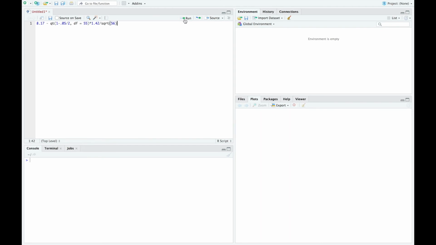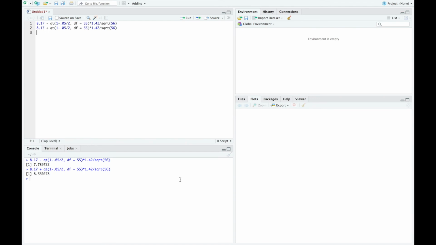And if we run this, we do get our lower bound, 7.79. For the upper bound, we use the exact same command, except we change this minus sign to a plus sign. And then we can run that. And that gives us our upper limit, 8.55. And this is exactly what we got when we did the computations. So we do have the option of using RStudio or doing these by hand.